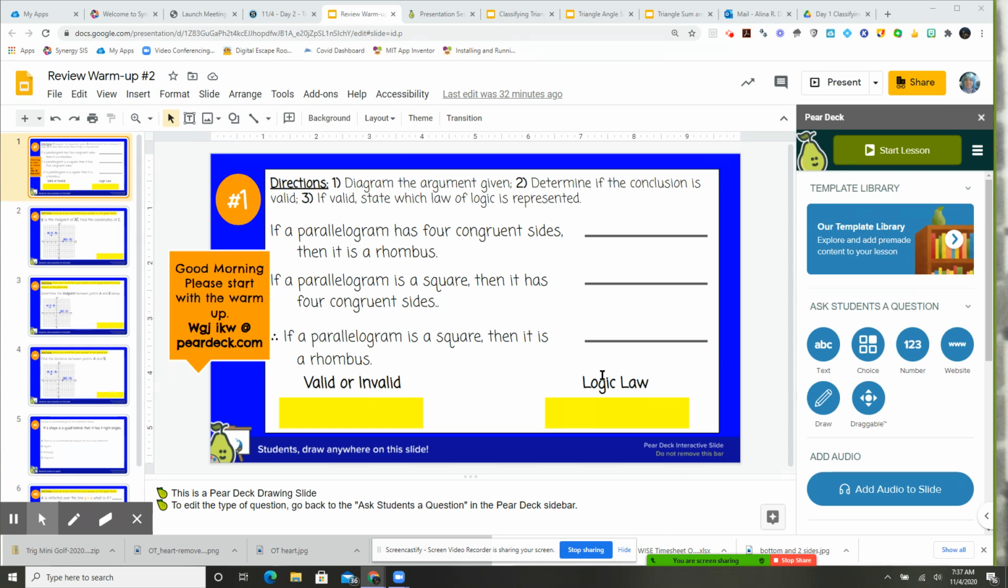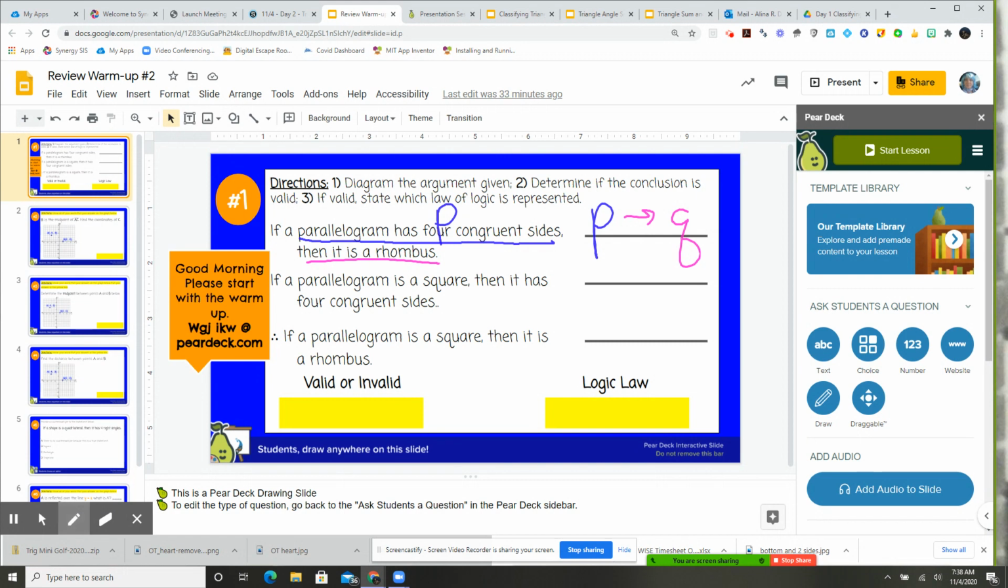Lots of people are doing this perfectly. We're going to decide a parallelogram. A parallelogram has 4 congruent sides. That's the P. Then it is a rhombus. That's the Q. And a parallelogram is a square.